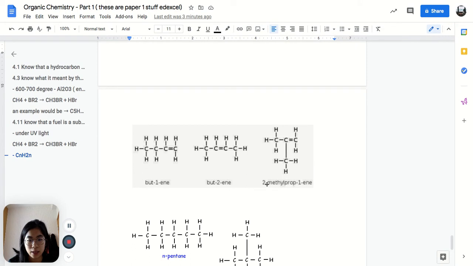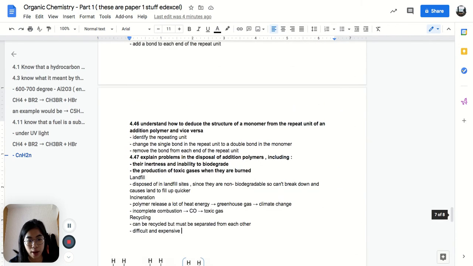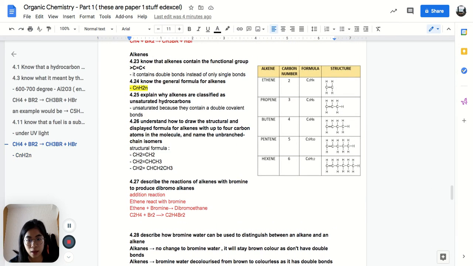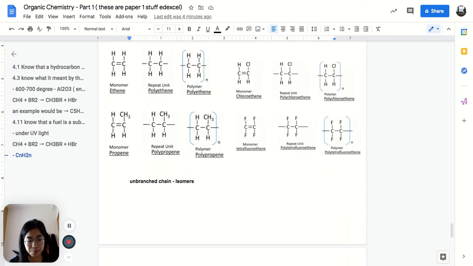Okay, so basically 2-methylpropene, or 2-methylprop-1-ene. Let's skip the 2 first, and let's group the methyl first. Propene. So let me show you how propene looks like. Propene looks like this, remember? So there's C3H6.